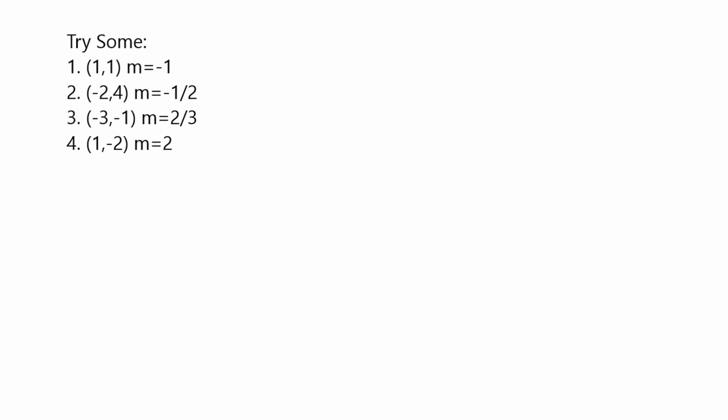Now it's your turn to try some. Number 1 has the point 1, 1 with a slope of negative 1. Number 2 has the point negative 2, 4 with a slope of negative 1/2. Number 3 has the point negative 3, negative 1 with a slope of 2/3. And number 4 has the point 1, negative 2 with a slope of 2. And that concludes the video on FIF7a point slope method.